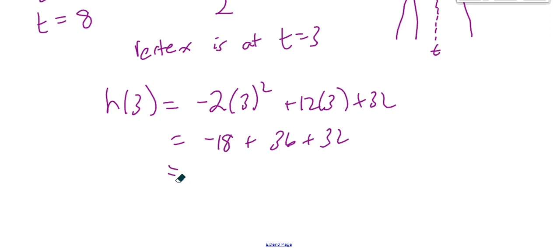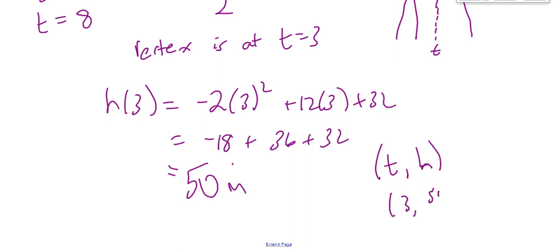sorry, I think I'd be able to do this in my head. I've been doing math for quite a while, but what can I say? 50. So the height of the cliff is 50 meters at the vertex. Remember that your vertex is x, y, in this case, time and height. So the vertex is 3, 50. So I know that at 3 seconds, we've reached maximum height. And the maximum height is 50 meters.